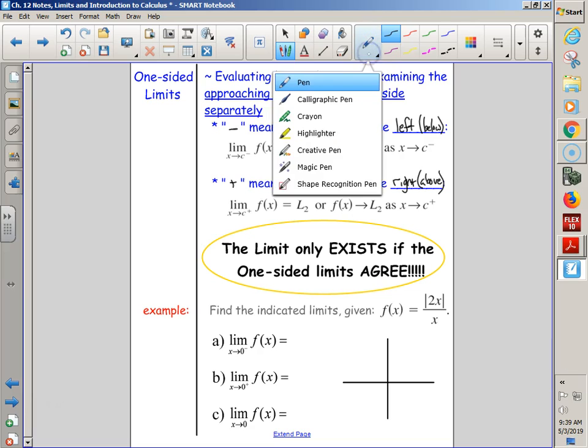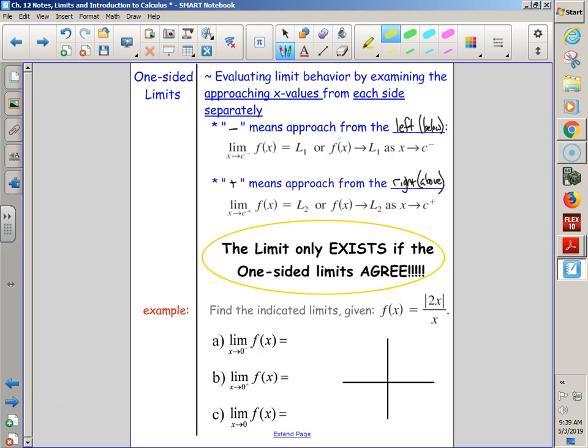So what is this page doing? It's just basically writing notes for what happens if we see a minus. Oh, that's really rough. You can barely see it, huh? If x approaches c minus, that means we're coming from the left or below, right? And if we see the limit as x approaches c plus, we're coming from the right or above, yeah?